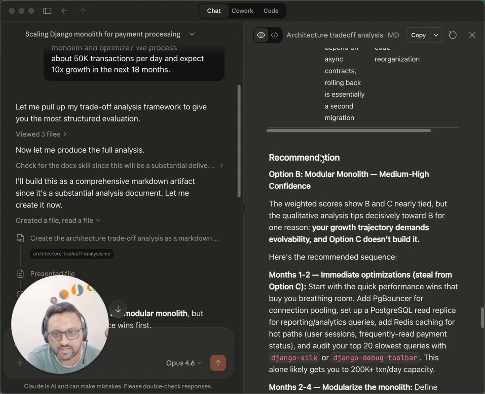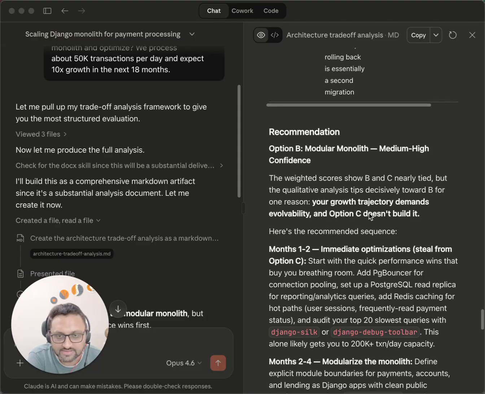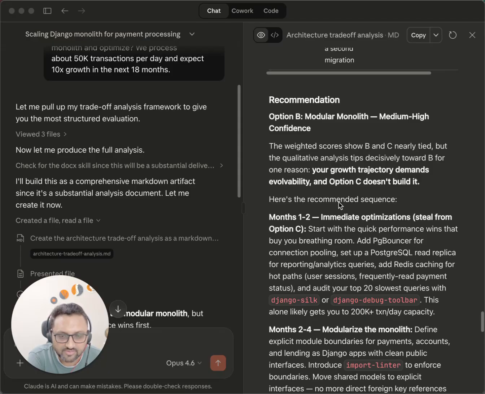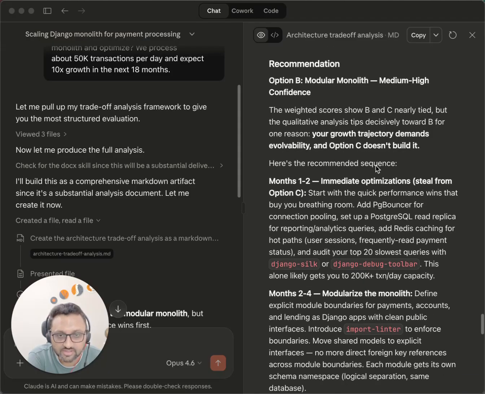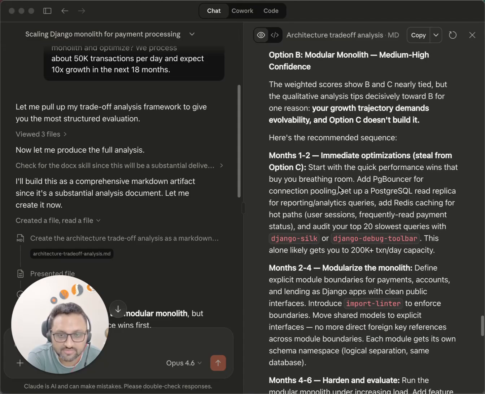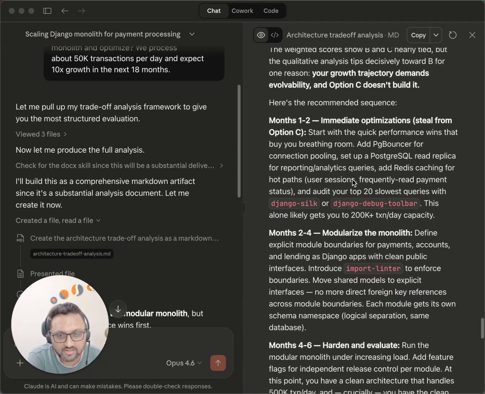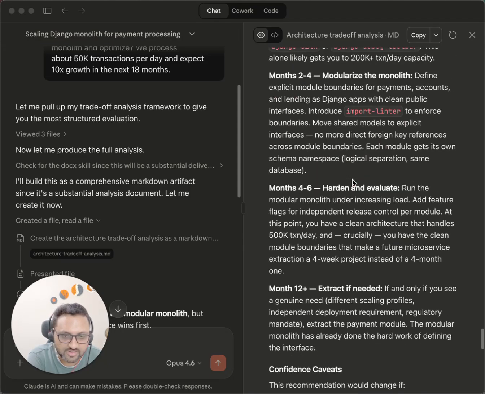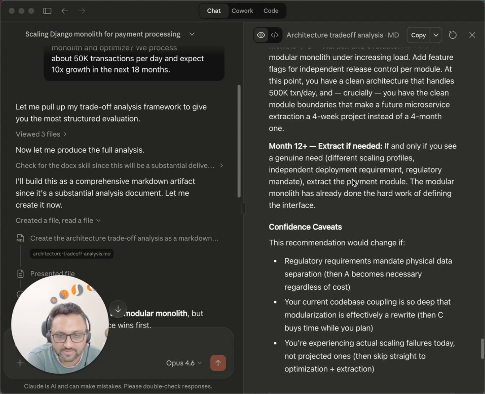And as you can see at the end, it gives you a recommendation. For this particular case, it's suggesting that you should go with option 2, which is the modular monolith. It's a medium to high confidence. It shows you exactly why that is the case. It gives you the sequence. What should you do in the first 1 to 2 months? What should you do in the next 2 to 4 months, 4 to 6 months, and 12-plus months?